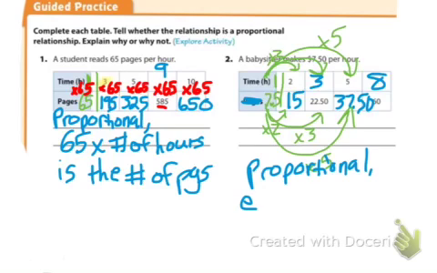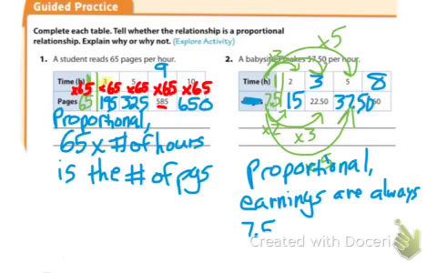Because the earnings are always 7.5 times the number of hours.